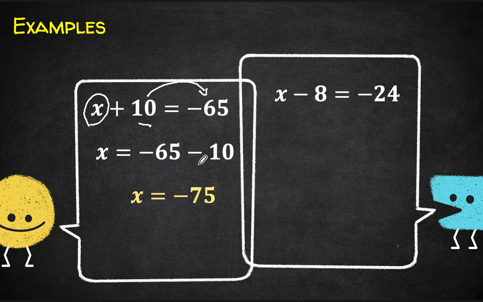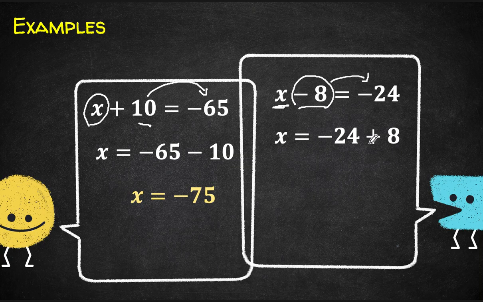Another example. x minus 8 equals negative 24. As you can see here, we just need to solve for the value of x. This is negative 8, so please, grade 7, include the sign. What we're going to do with negative 8 is transpose it to the other side. As we transpose negative 8, it will become positive 8. So that will be x equals negative 24 plus 8. The answer will be negative 16.